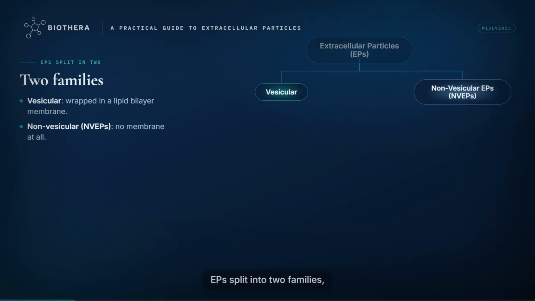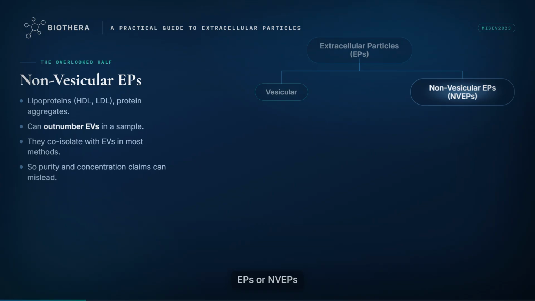EPs split into two families: vesicular, meaning they have a lipid bilayer membrane, and non-vesicular EPs, or NVEPs, which don't have a lipid bilayer membrane. Some examples include lipoproteins such as HDL or LDL, and different kinds of protein aggregates.